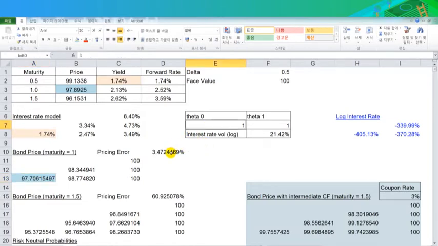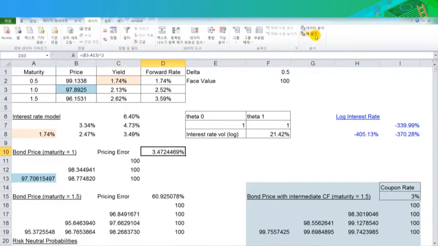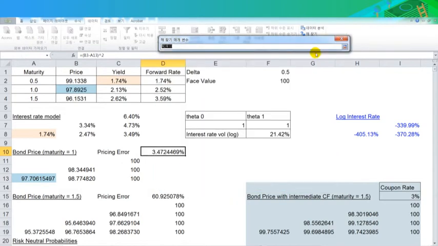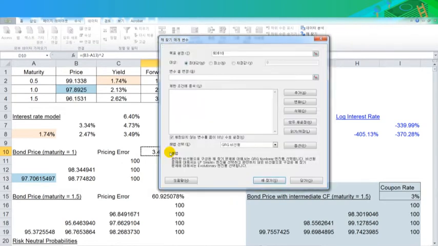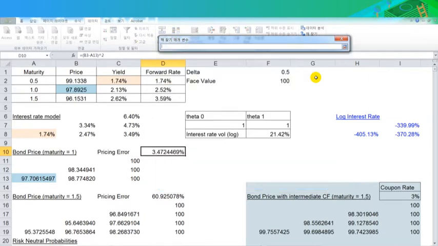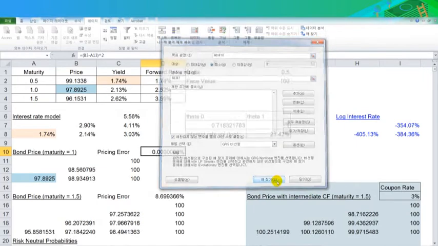Okay, so first define pricing error, market price of bond minus model price of bond, and square it, and we run optimizer. So Data Solver, and our target is pricing error. We minimize it, and then change what? We have to change this one. Set and run.